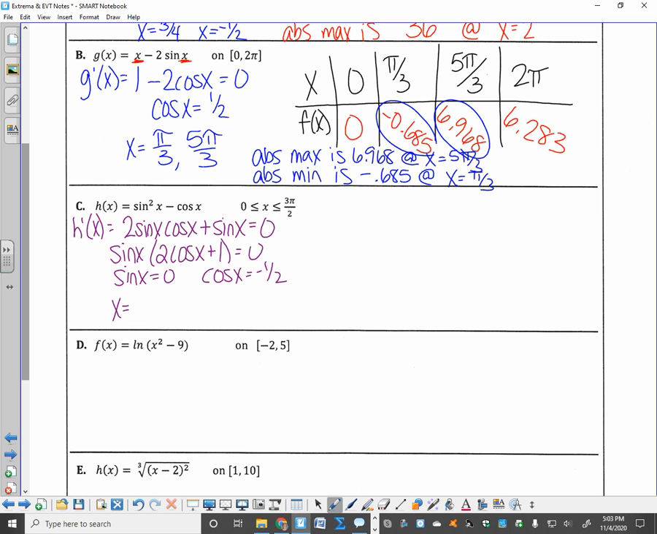So sine is the y value, and that's at 0 and pi. All right, here's my interval. I was going to put a 2 pi, but I'm only going from 0 to 3 pi over 2, which is just down to south. So I don't want the 2 pi. And cosine is negative 1/2. Again, this is my domain. So cosine to be negative would be this way. Pretty ugly. That's here and here. That's 2 pi over 3 and 4 pi over 3.